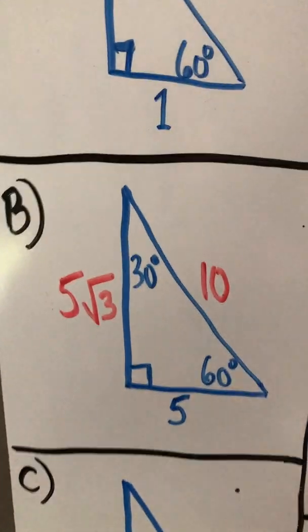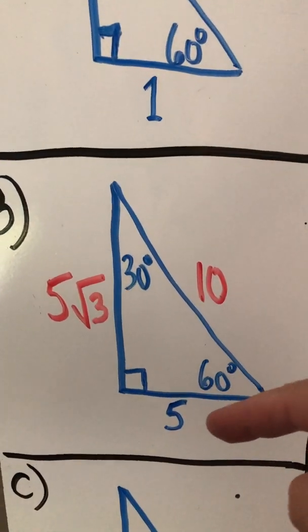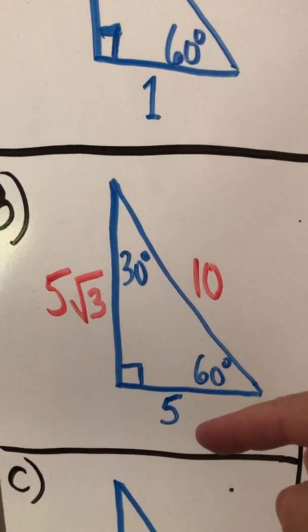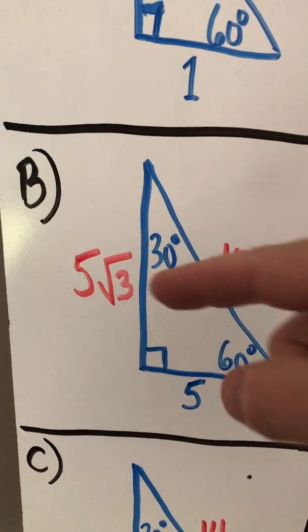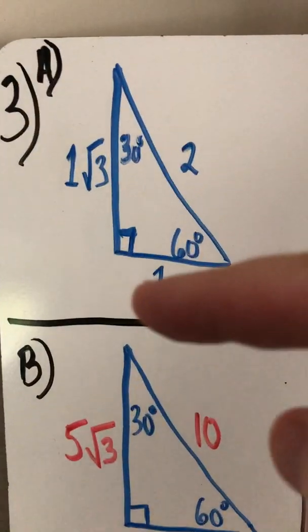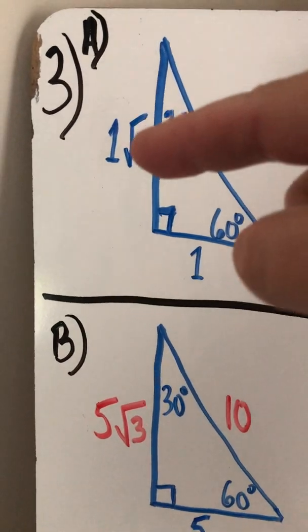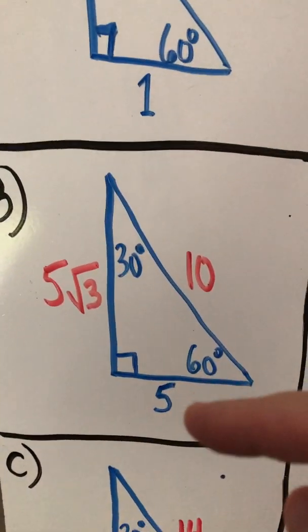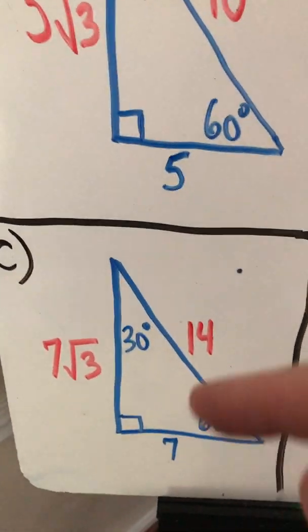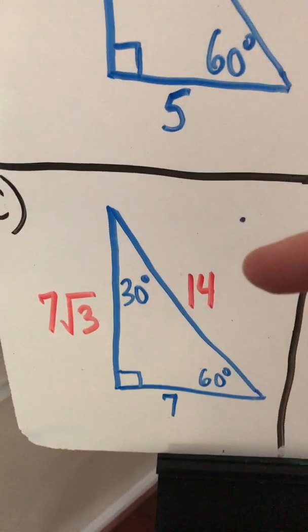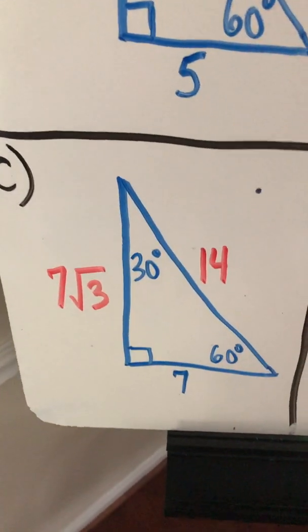For example, if the shortest side is a length of 5, the hypotenuse, you double it to get 10. The long side will be 5 square root of 3. So if this is 1, this is 2, this is 1 square root of 3. If this is 5, this is 10, this is 5 square root of 3. If this is 7, this is 14, this is 7 square root of 3.